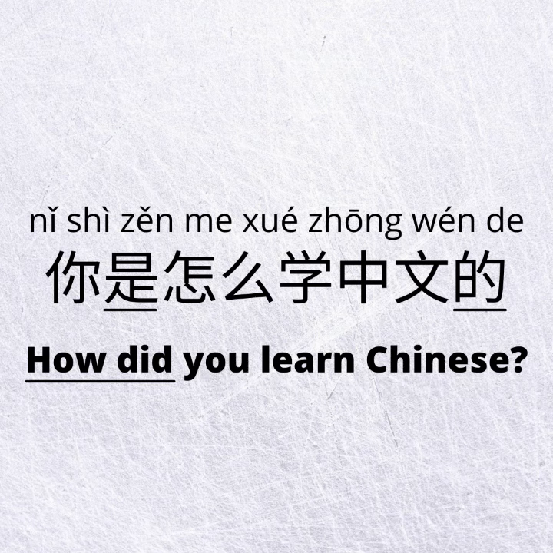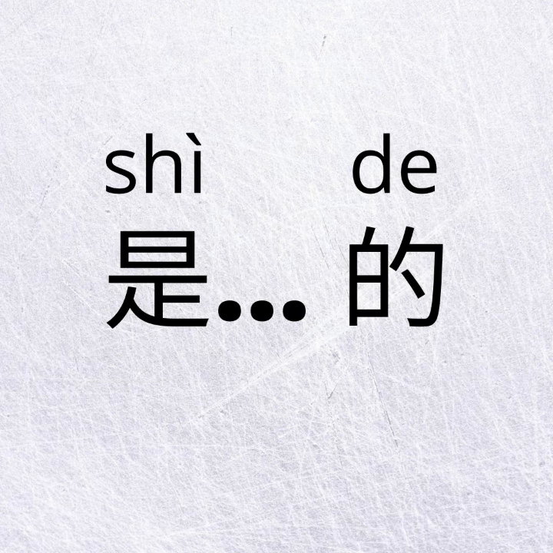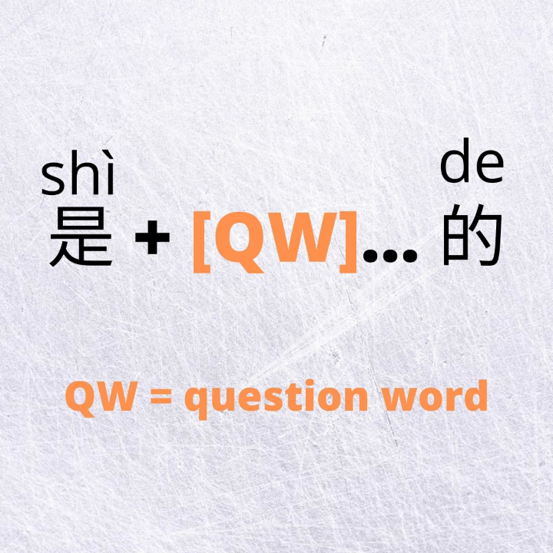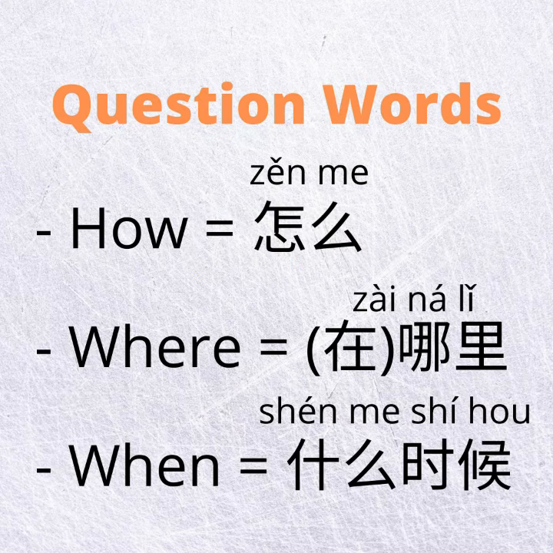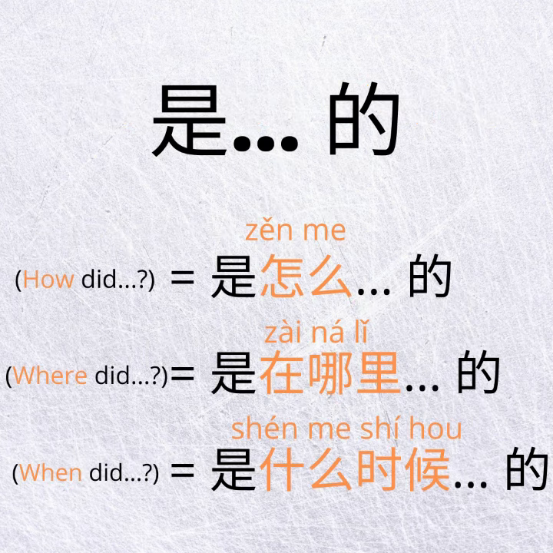你是怎么学中文的? How did you learn Chinese? This follows the 是的 pattern, but we're only going to go over a subset of them. So we're going to go over the patterns 是 followed by a question word and then 的. But not all the question words, only these three: how, where, and when. So our pattern looks like this, and our sentences translates to how did, where did, and when did.